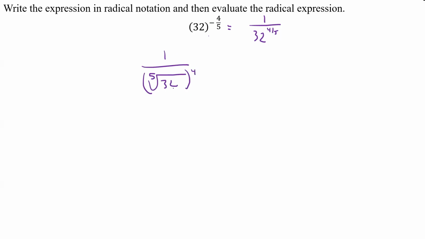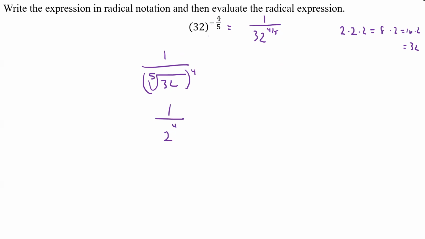Well, what is the fifth root of 32? If we think of 2 times 2 times 2, that's 8. And then times another 2 is going to give us 16. And times another 2 is going to give us 32. So that's 1, 2, 3, 4, 5. So that's going to be 1 over 2.